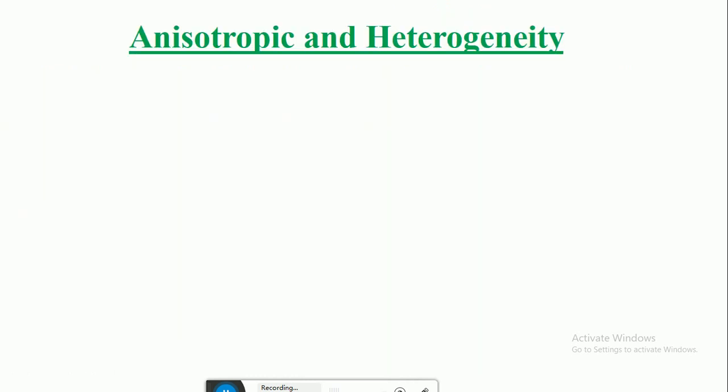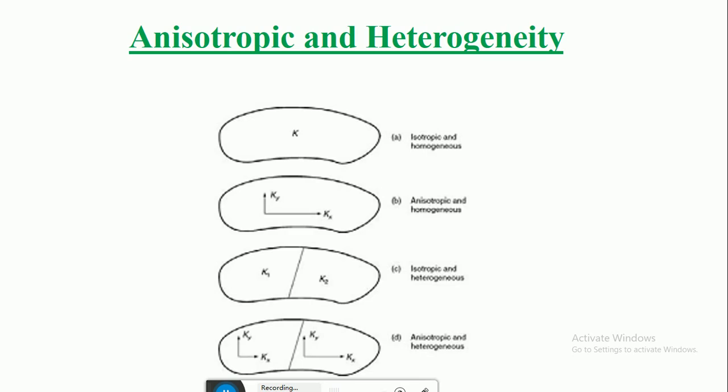Anisotropy and heterogeneity: there are four possibilities. First, isotropic and homogeneous; isotropic and heterogeneous; anisotropic and homogeneous; anisotropic and heterogeneous. Those are the four possibilities of anisotropy and heterogeneity in groundwater design.